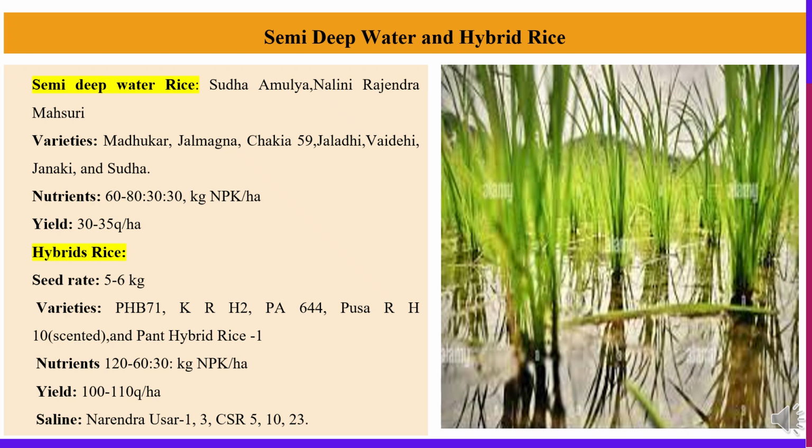Saline-tolerant rice. Saline and alkaline soils restrict the productivity of most rice varieties due to poor germination, stunted growth, and reduced grain filling. Specially bred varieties tolerate high salt concentrations and perform reasonably well in such conditions. Popular varieties: Narendra Usar 1, Narendra Usar 3, CSR 5, CSR 10, CSR 23. Special trait: tolerance to salinity and acidity during critical growth stages. Cultivation tip: apply gypsum or other soil amendments along with balanced fertilizers to enhance productivity under saline alkali conditions.